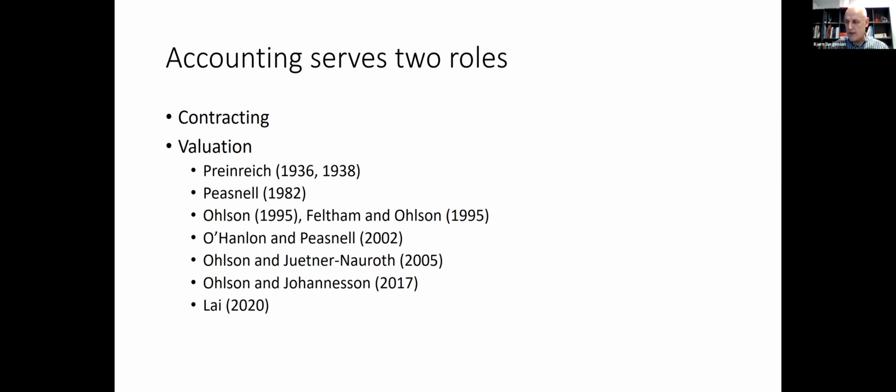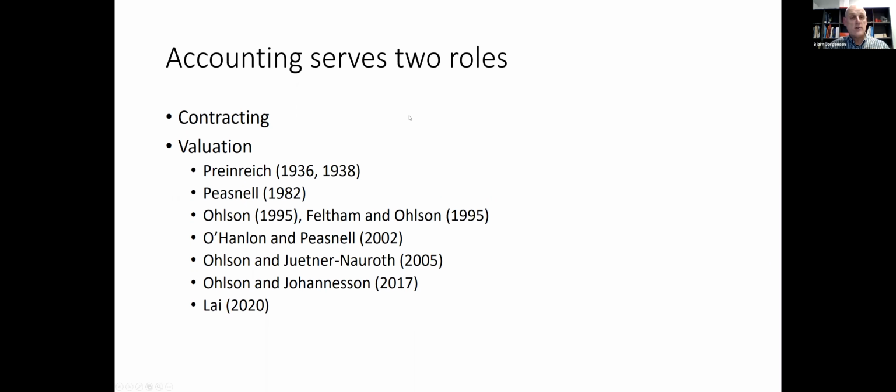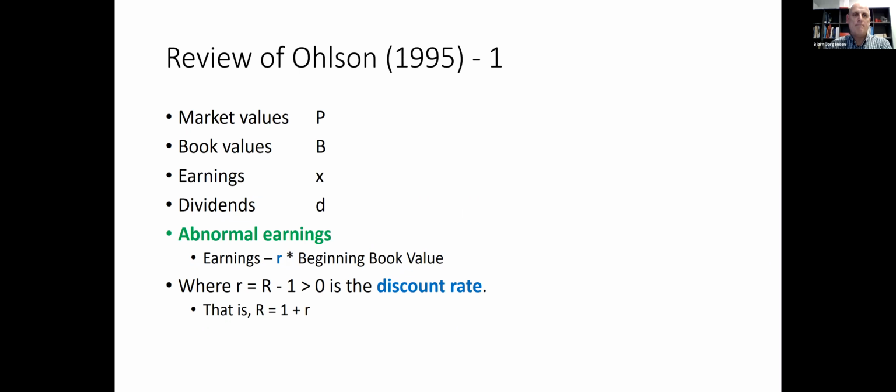There are also some papers like Colin Clubb's work that try to investigate the boundaries of the assumptions. Do we really need clean surplus accounting? But just so that everyone's on board, I wanted to kick it off with a quick review of the Ohlson 95 model.